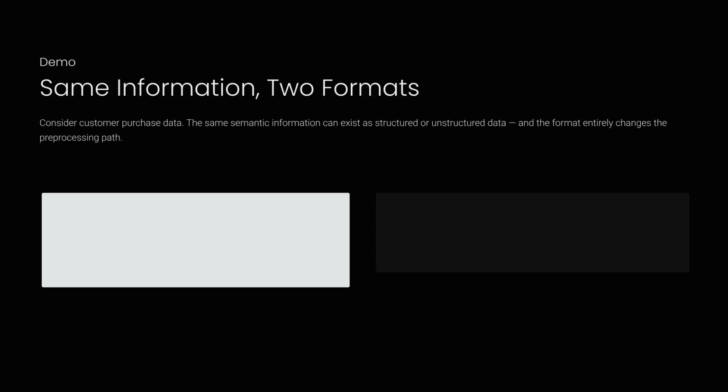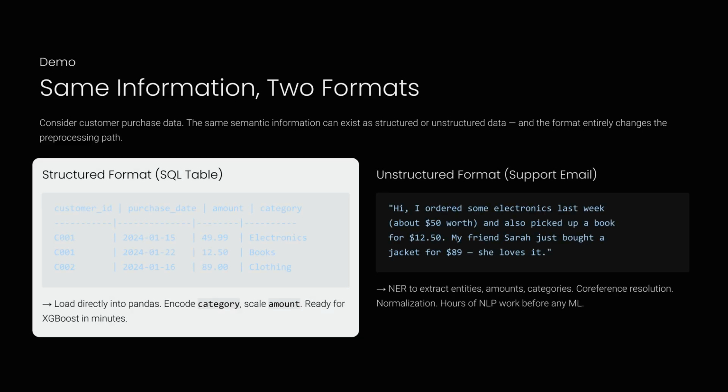Let's consider a demo showing how the same customer purchase information can exist in two different formats: structured data in a SQL table or unstructured data embedded in a support email. The format entirely changes the required pre-processing path.